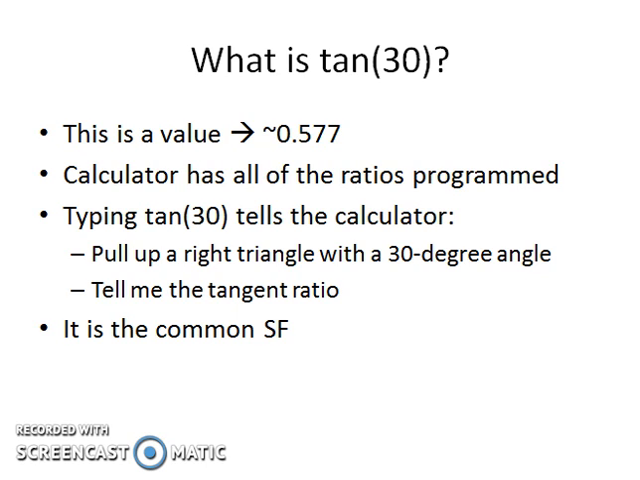So just to sum up, what is tangent of 30? It's a value. It's its own unique number. The calculator has all of these ratios programmed. No matter what the angle value is, the calculator knows what the ratio that goes along with it is. So typing tan 30 into the calculator, it says to the calculator, pull up the right triangle with a 30-degree angle and tell me what the tangent ratio is, the ratio of the opposite to adjacent side. Every calculator with a 30-degree angle will have the same ratio for tangent. It'll be approximately 0.577. That is actually the scale factor.